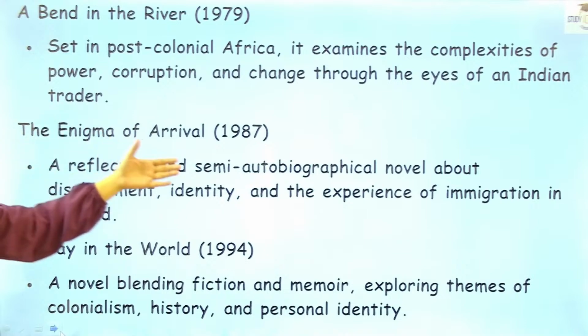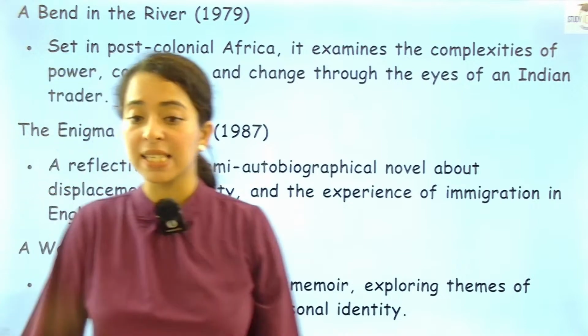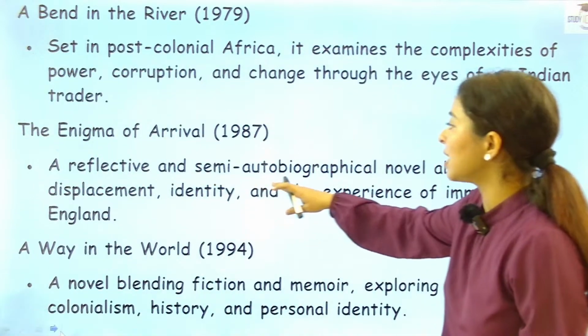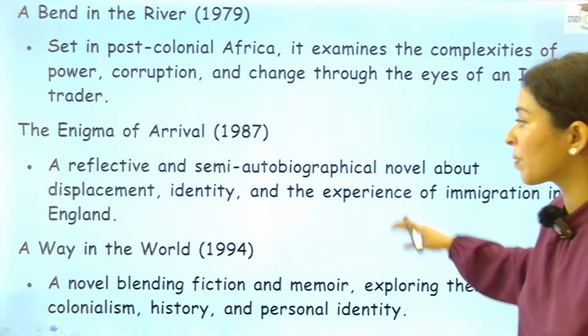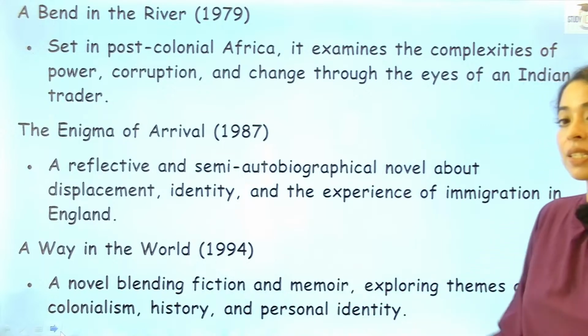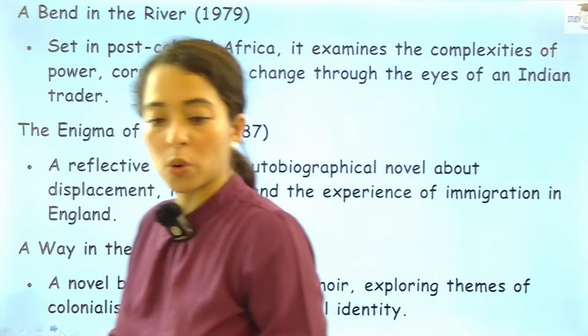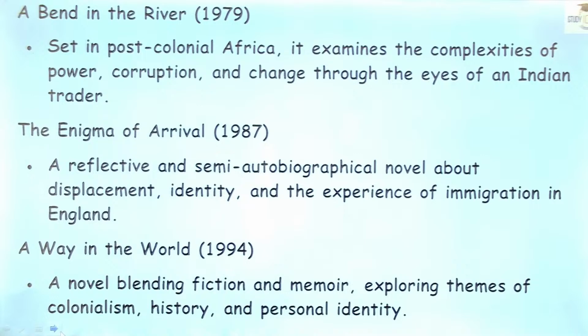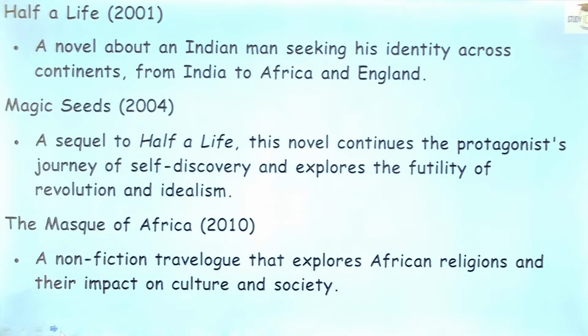The Enigma of Arrival, 1987, is a reflective and semi-autobiographical novel. A Way in the World is 1994. It's a novel that blends fiction and memoir. Okay. Next you have is Half a Life, 2001.